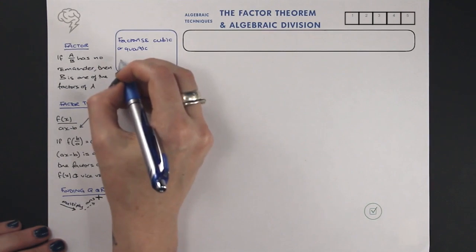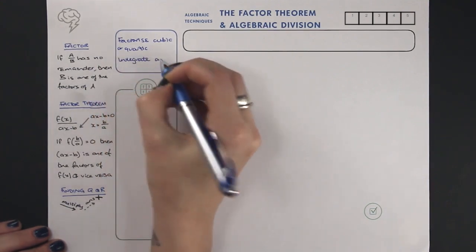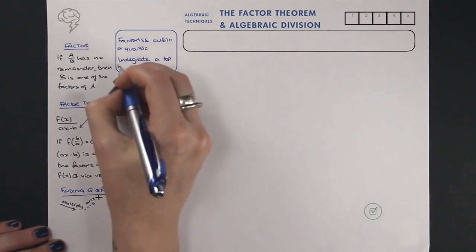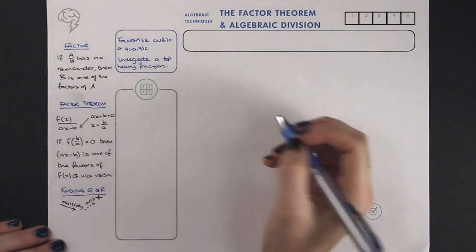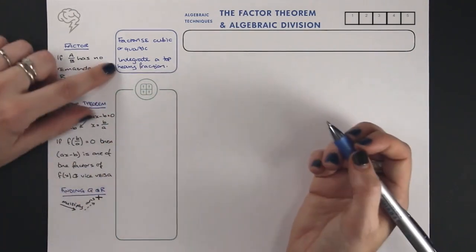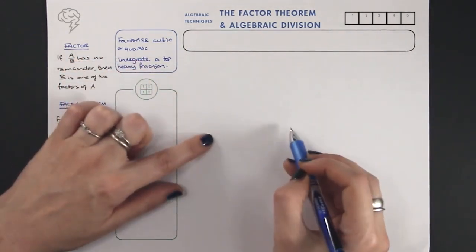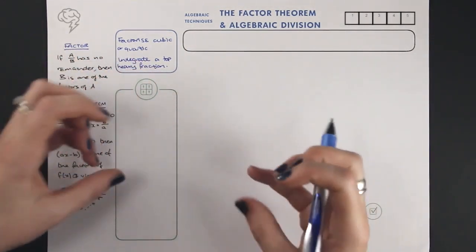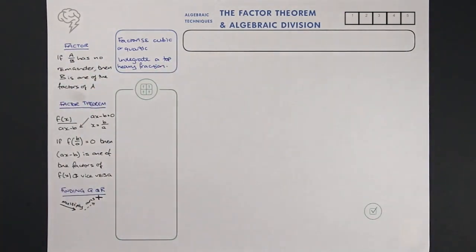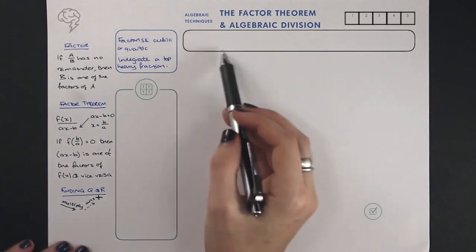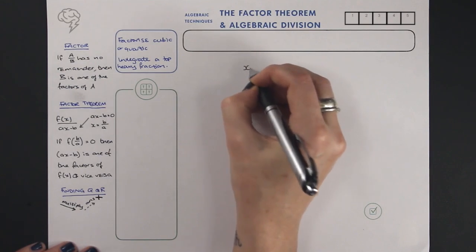And the other reason, which you'll come to in the second year, is that you want to integrate a top-heavy fraction. So integration is part of calculus, where we're looking at rates of change, maybe areas under curves. If we want to integrate something that's got a cubic or a quartic on the top, and then underneath something linear, then we break it up into these two separate bits, a quotient and a remainder, and that helps us to integrate.